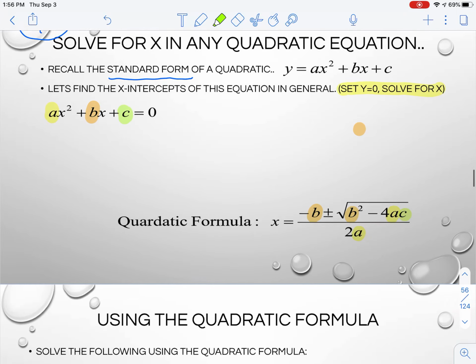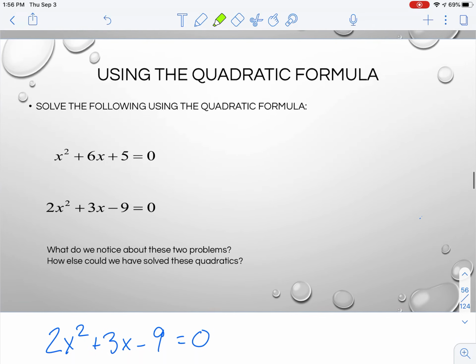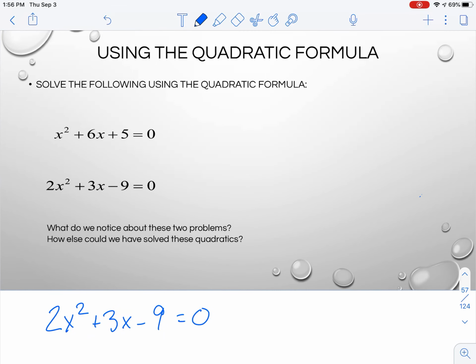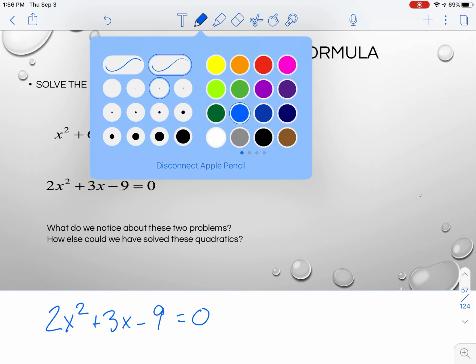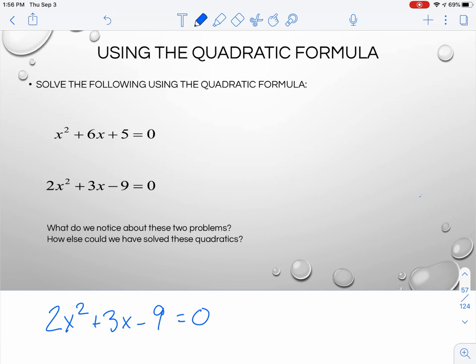Now let's apply this formula. The directions are asking us to apply the quadratic formula to solve the following equations. So the first thing I'd like to do is identify my a, my b, and my c. That way I know what to plug in. When there is no coefficient, it's 1. So that's my a, that's my b, that's my c. So a equals 1, b equals 6, c equals 5. Now we just substitute and evaluate.